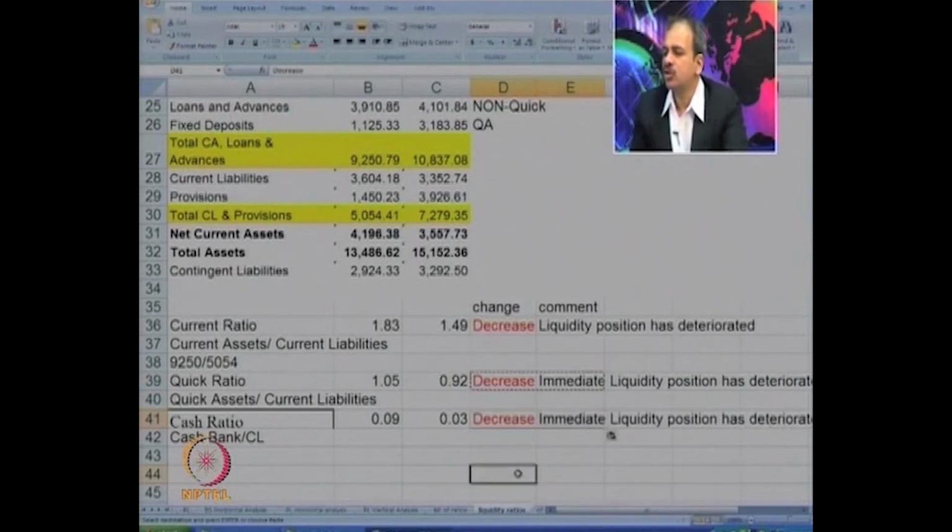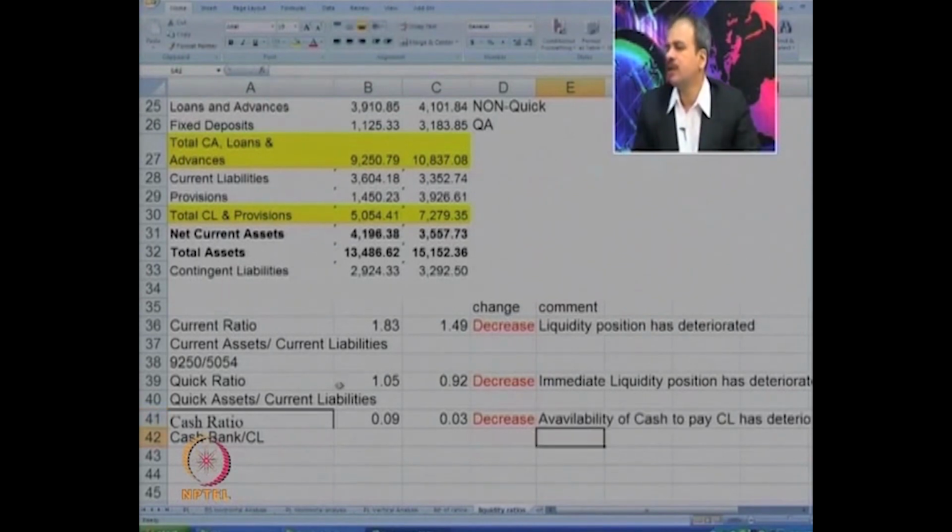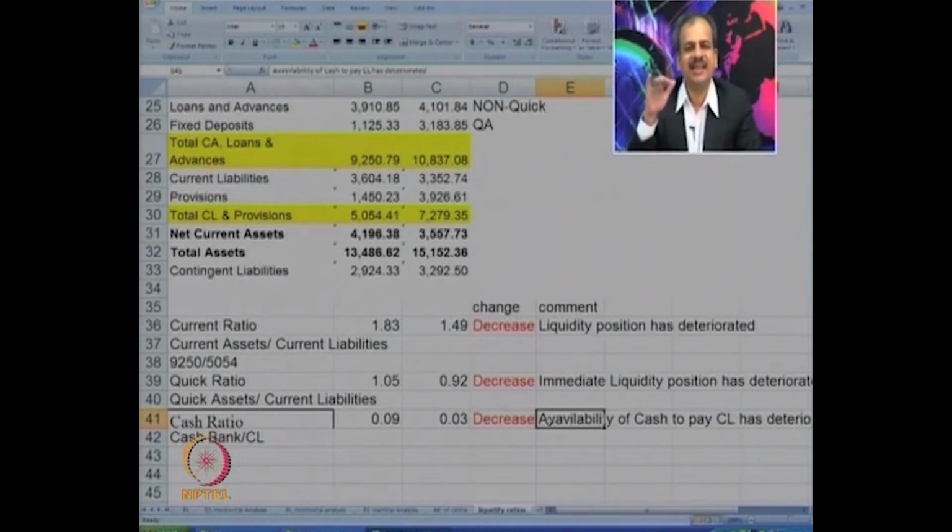So there is a decrease. What the decrease shows is that availability of cash has fallen. So, I have tried to make a comment that availability of cash to pay current liabilities has slightly deteriorated. As I said, we cannot immediately say it's too good or too bad, but overall the liquidity position is slightly weak; it's not so easy right now for the company to pay its debt.